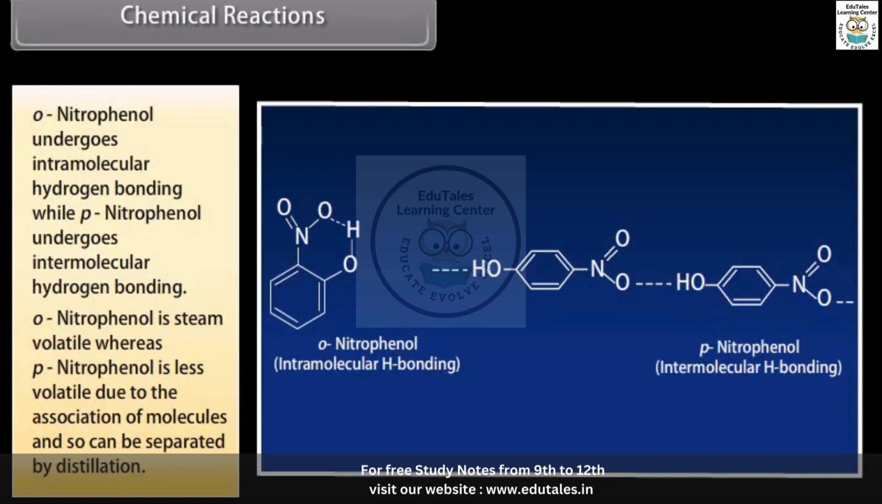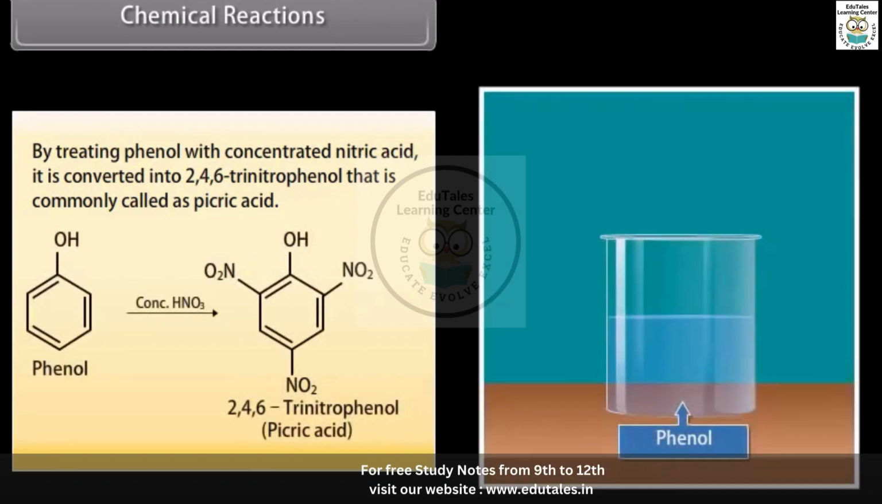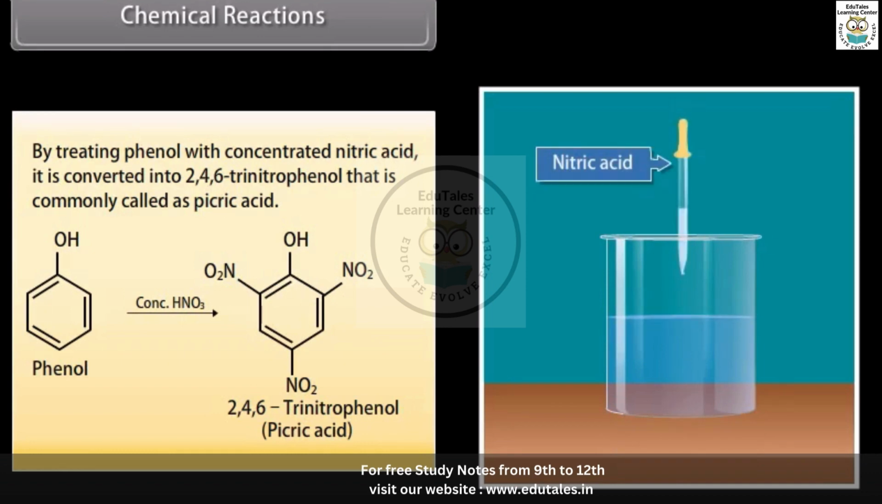by distillation. By treating phenol with concentrated nitric acid, it is converted into 2,4,6-trinitrophenol, that is commonly called as picric acid. Phenol is converted into picric acid by treating it with concentrated nitric acid.